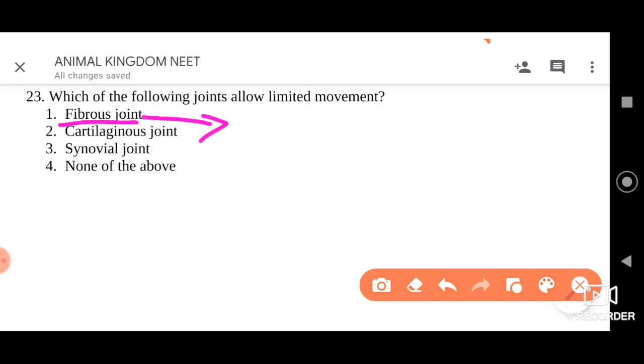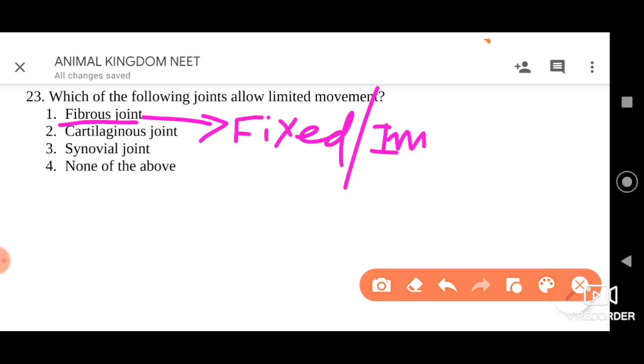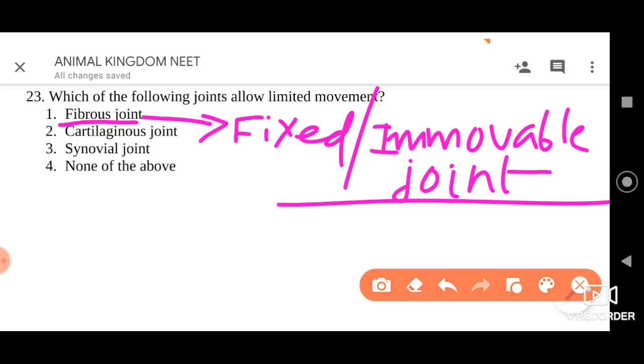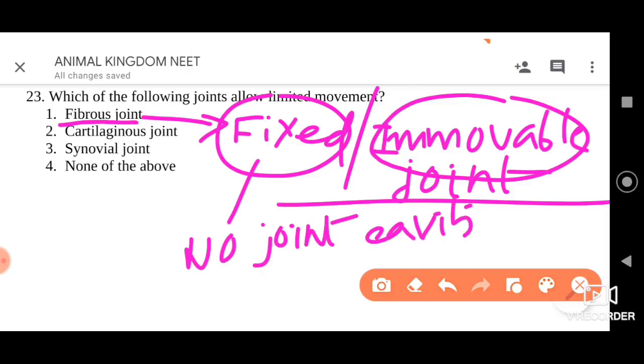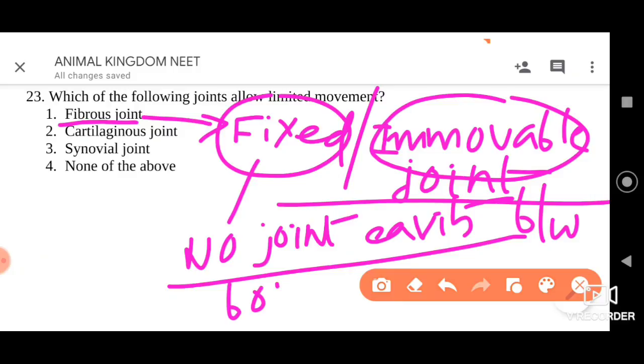See, fibrous joint is also called as fixed or immovable joint. Immovable joint, my dear friends. So easily we can understand that this cannot be the option. When we say the fibrous joint as fixed or immovable joint, definitely there is no movement at all. In fact, there is no joint cavity or space between the bones, my dear friends. So option 1 cannot be the answer.